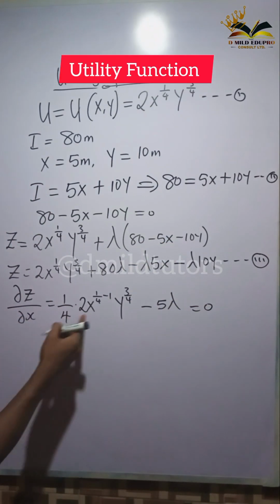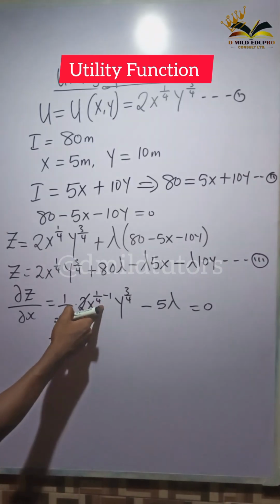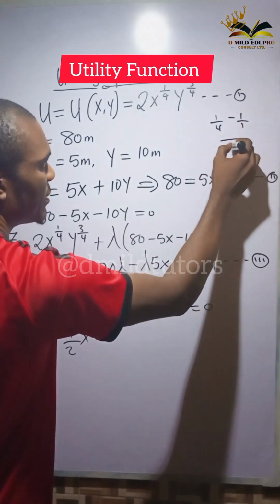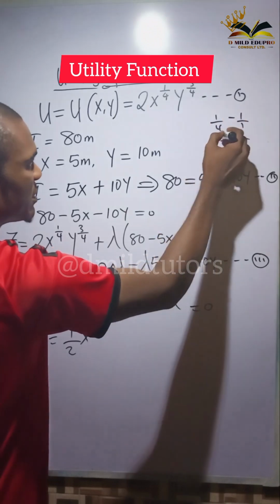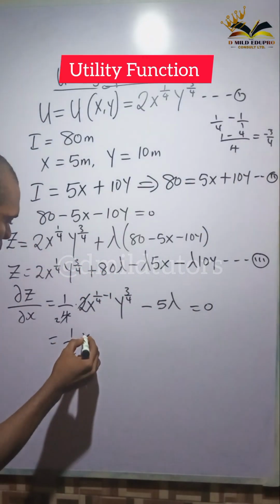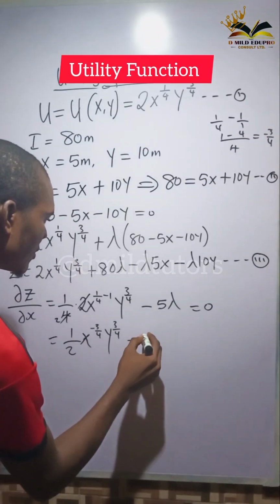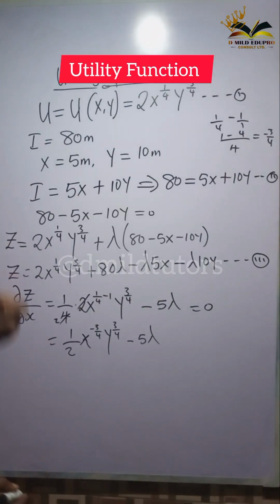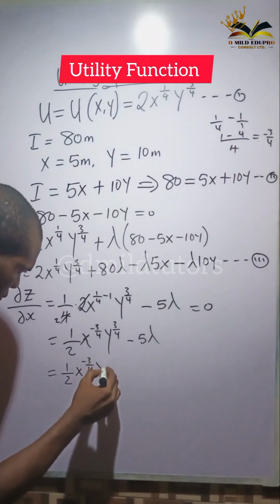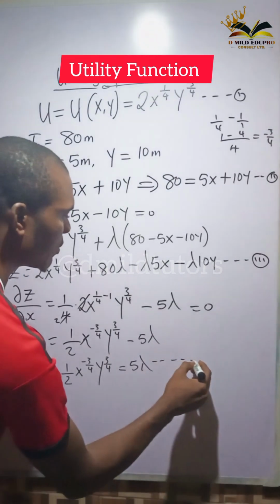So by simplification, 2 here, 2 here, so you have 1/2 x^(1/4 minus 1). 1/4 minus 1, this can be over 1, then the LCM is 4. 4 into 4 is 1 times this, you have 1 minus 4 into 1 is 4 times this, you have 4. This becomes minus 3/4. So here becomes x^(-3/4), then y^(3/4), then minus 5 lambda. Okay, now we can continue. You now have 1/2 x^(-3/4) y^(3/4) equals 5 lambda. All right, this can be our equation 4.